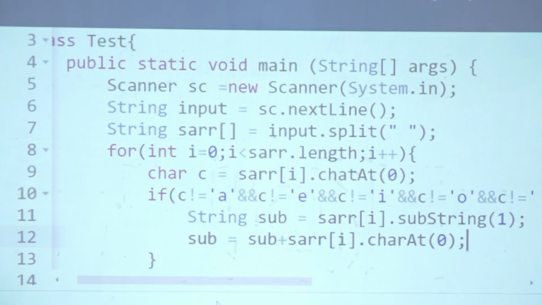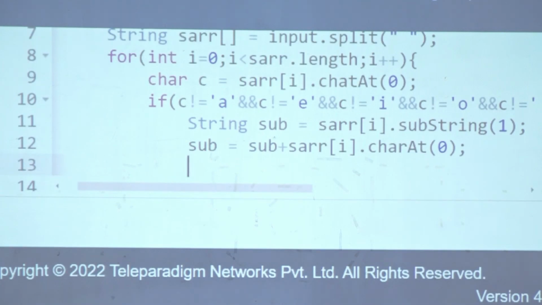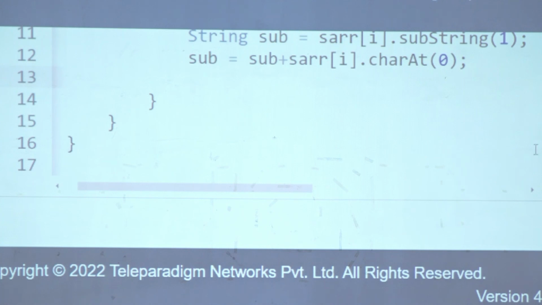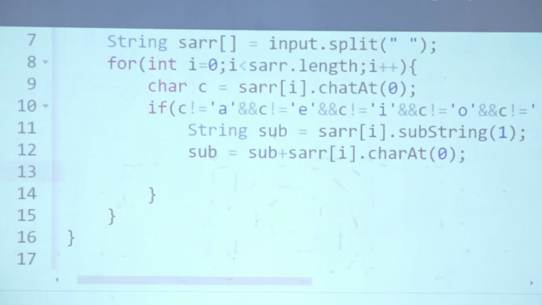So that line 11 is getting me the remaining part of the string other than the first character. To that I am concatenating the first letter of the original string, and this becomes that thing. So should I now say SARR of I is equal to sub because I have modified it? Yes, so that the rest of the code can be written on top with the use of SARR of I.